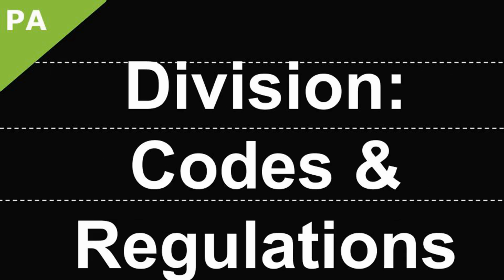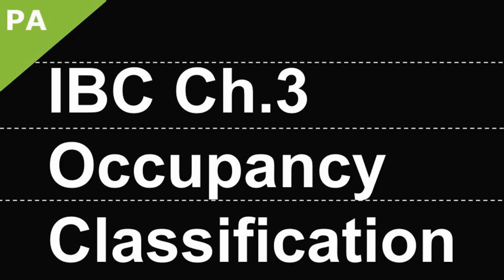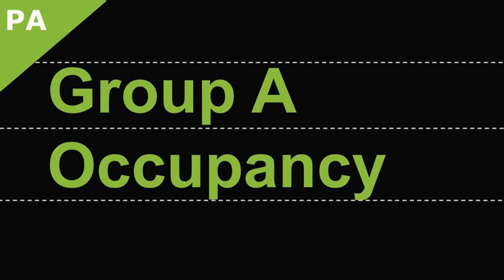Division, Codes and Regulations. Chapter 3, Occupancy Classification Terminology. Group A Occupancy. Group A occupancy is divided into 4 occupancy types.